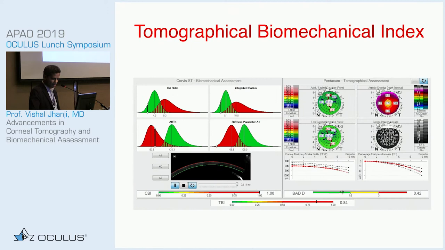Same patient, if you do the TBI, it is actually more than 0.5. It's 0.84 if you look at the bottom bar there. So the same patient has got high CBI and high TBI, although normal-looking corneal tomography.